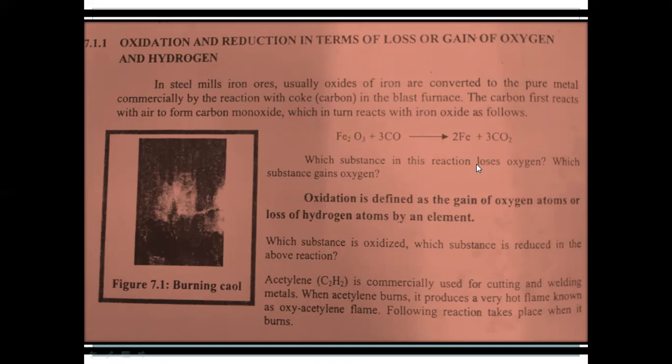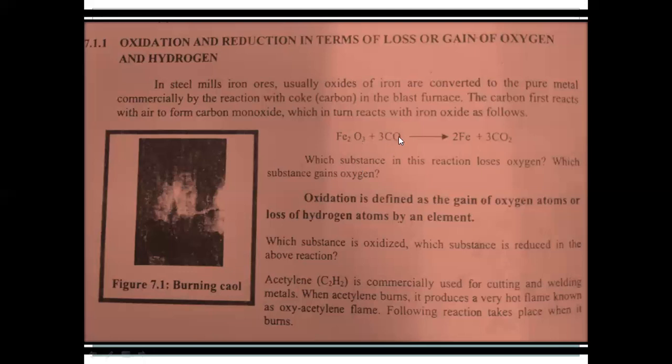Which substance in this reaction loses oxygen? So ferric oxide loses oxygen, because in this case you can see three oxygens are present with iron, and in this case no oxygen, iron is alone, in the metallic or free form. So iron loses oxygen atoms. So loss of oxygen is called reduction. Yes, so iron is reduced by losing oxygen atoms, and that oxygen is gained by carbon. Carbon in this case you can see has one oxygen, and in the product it has two oxygen atoms. So carbon gains oxygen, and gain of oxygen is called oxidation.